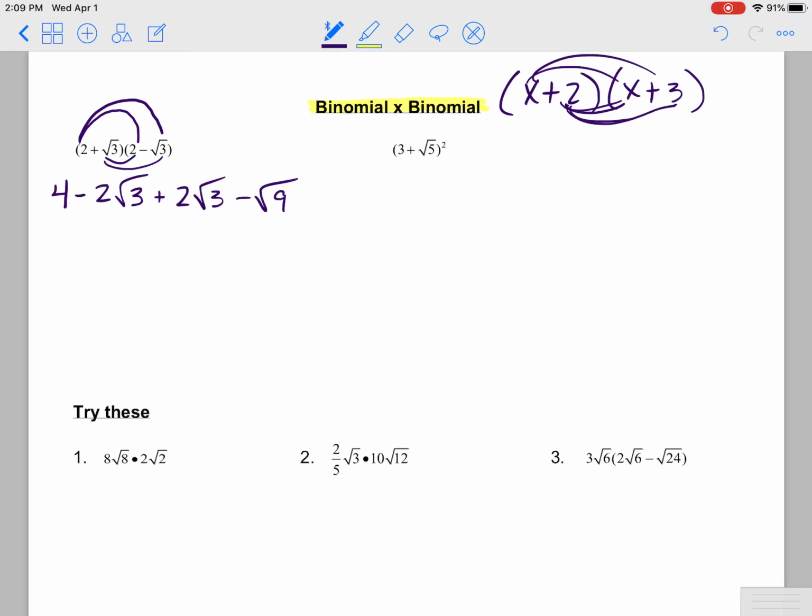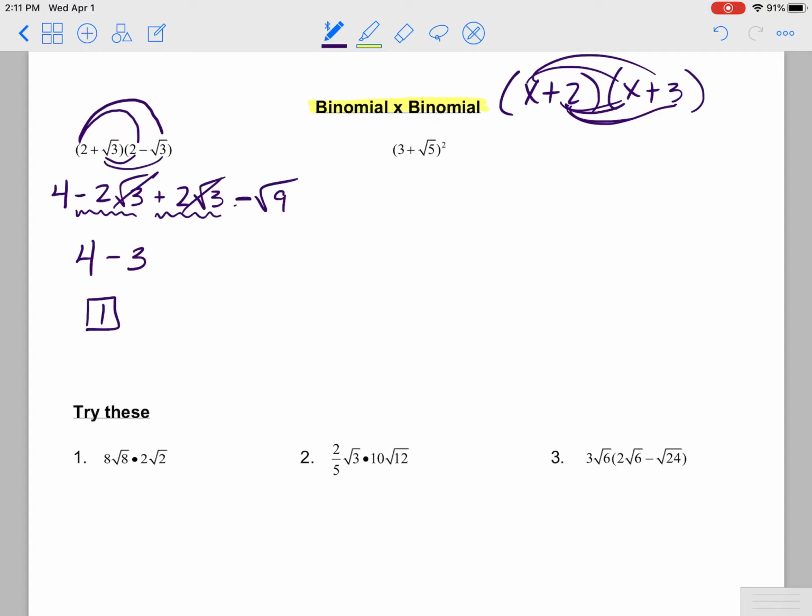So go ahead and check. Negative 2 radical 3 plus 2 radical 3, those are considered like terms because they have the same radical. They actually cancel out. So I'm left with 4 minus, well, the radical 9 is 3. My final answer would be 1 for that.